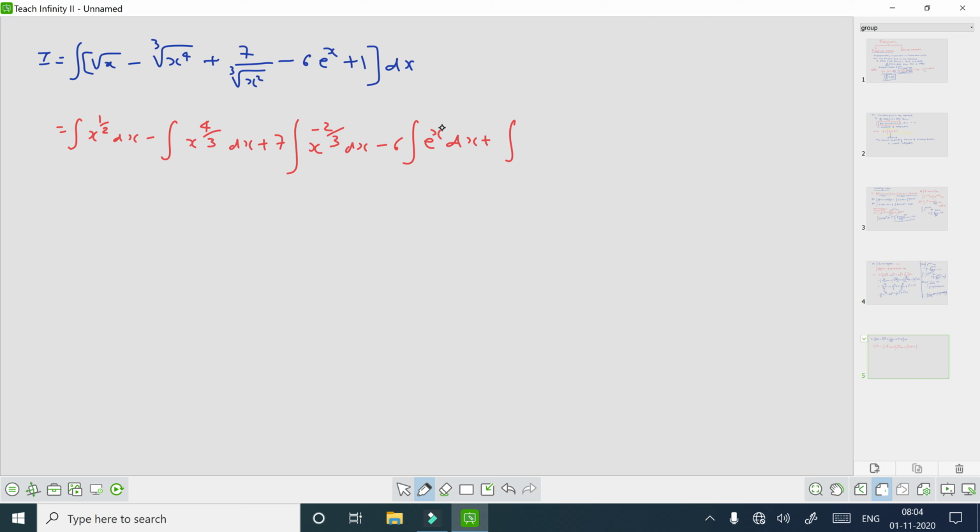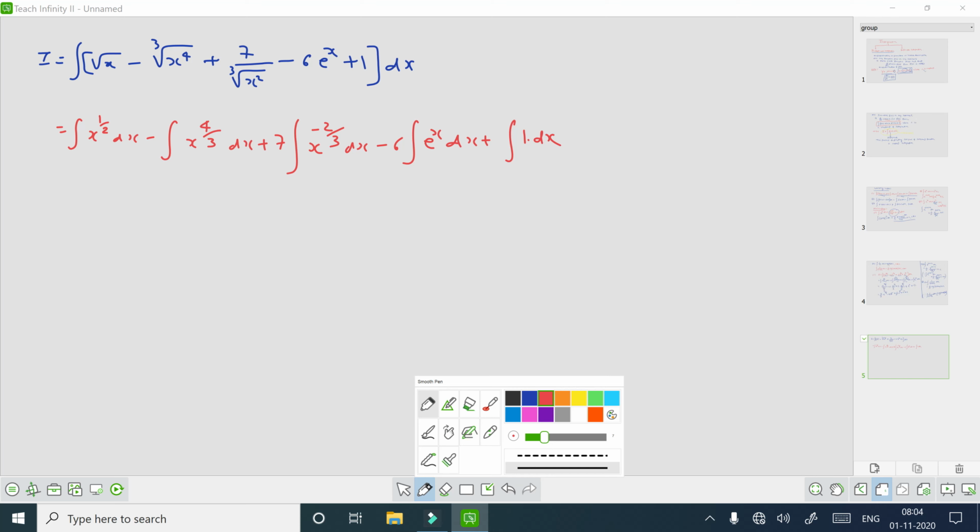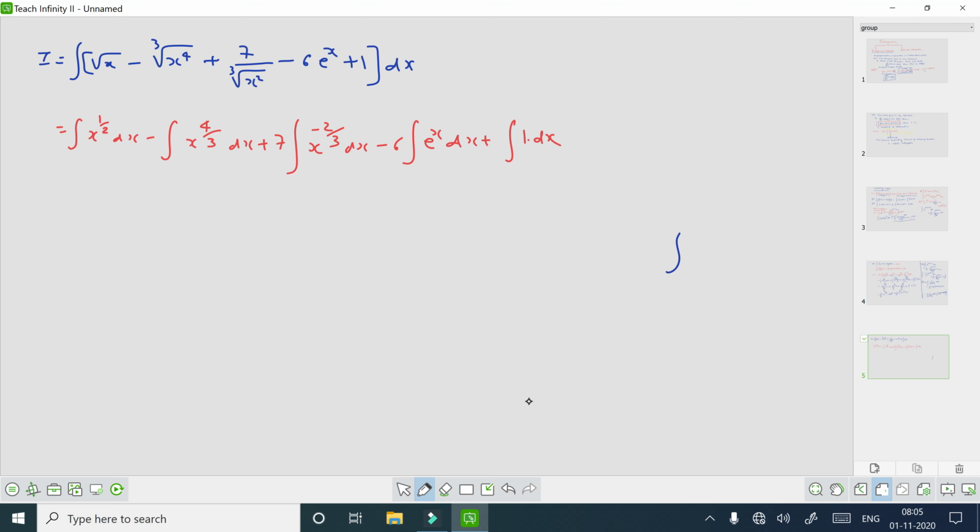plus integral 1 dx. Now as far as the integral of 1 dx is concerned, please see here. The integral of 1 dx is equal to, can I write x raised to 0 into dx? Yes. So use that form: x raised to 0 plus 1 over 0 plus 1, and that comes out x.